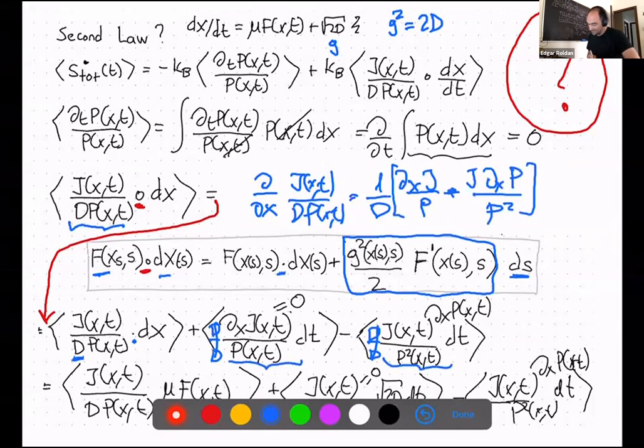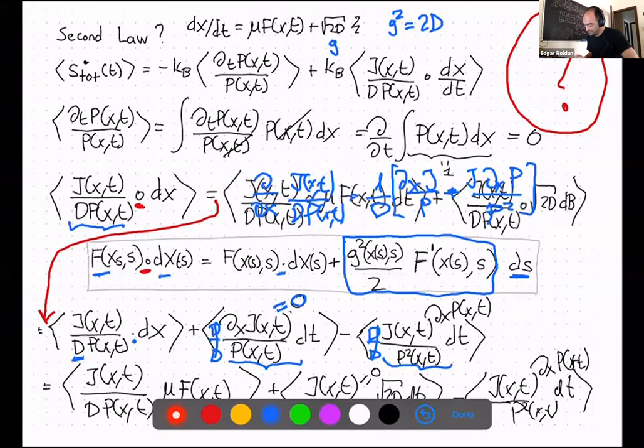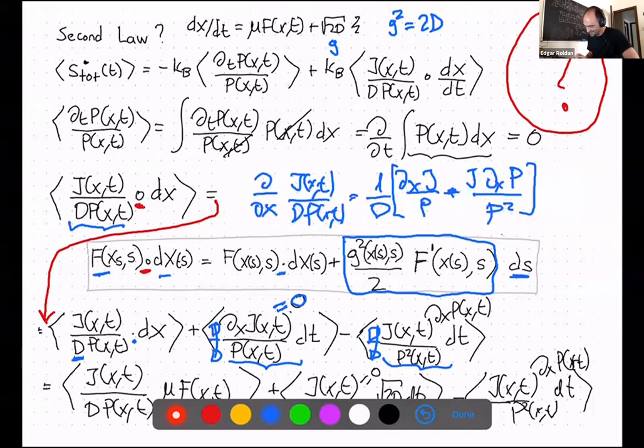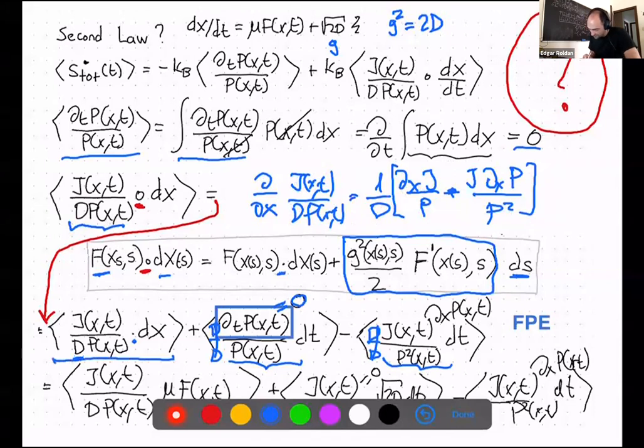So why next did I say that this is equal to zero? This is because I've applied the Fokker-Planck equation. The Fokker-Planck equation says that partial x of J is minus partial t of P. And this I show you up here, this is equal to zero. That's why we can cancel this term. So we are just left with two terms: this one, which has an Ito product with dx, and this one, which has dt, right? These are the only terms that survive in this calculation.